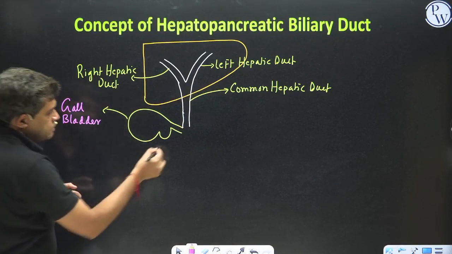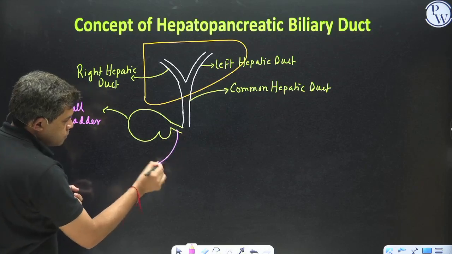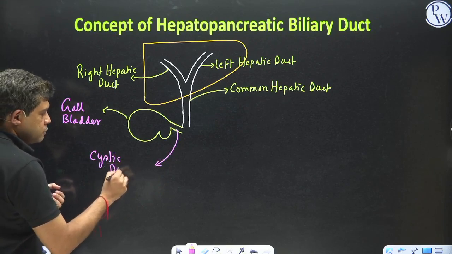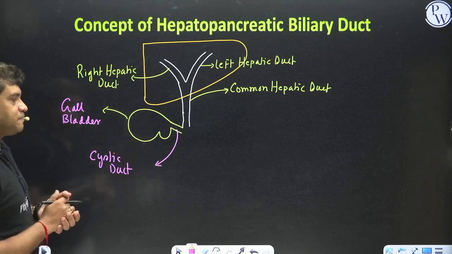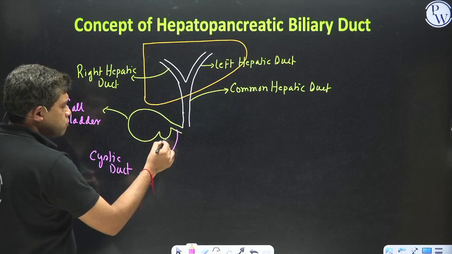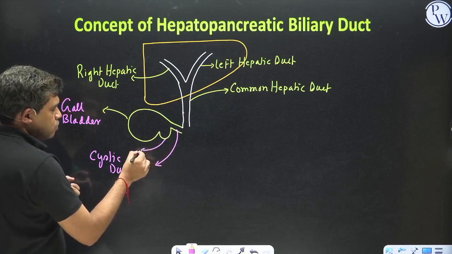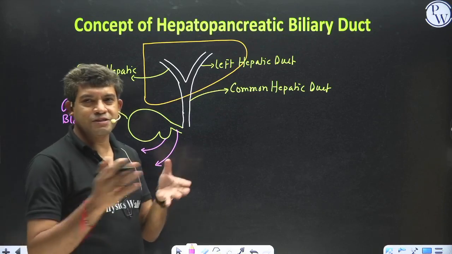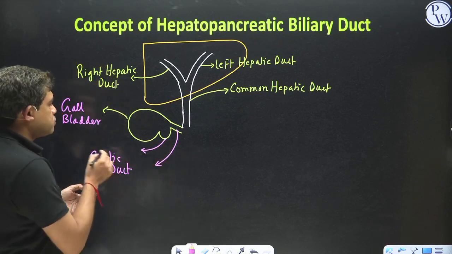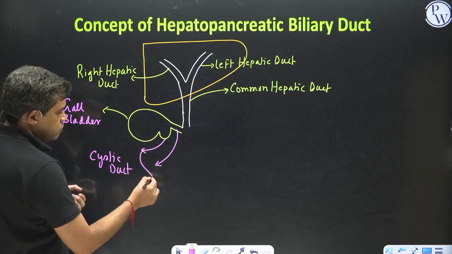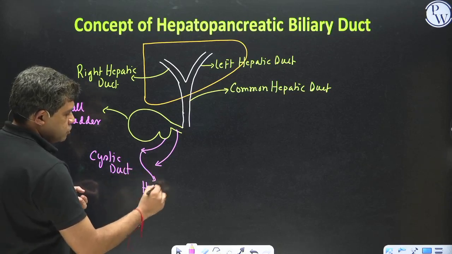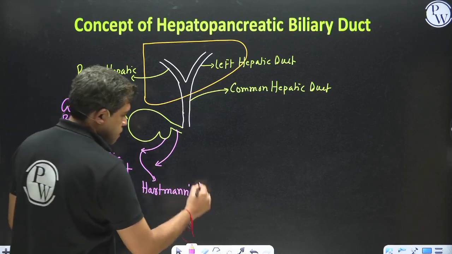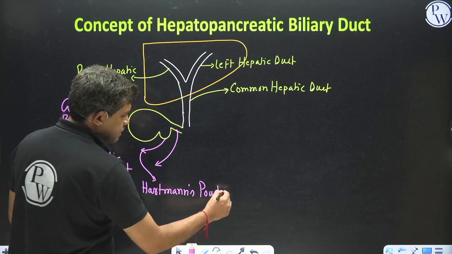Okay, and this gallbladder also has a duct. This is termed the cystic duct, and there is a pouch-like structure, though it is not so important in NCERT and for entrance examinations. Just for your knowledge, it is termed Hartmann's pouch, H-A-R-T-M-A-N-N apostrophe S. Okay, so what is its importance?